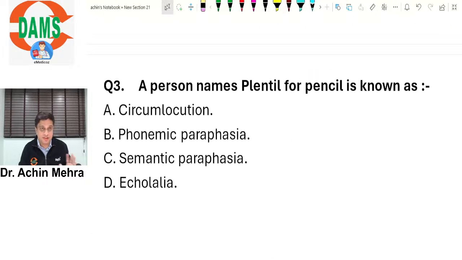Now, easy question, easy answer. We discussed this concept as well. A person names plentil for pencil. I'm showing him a pencil, and he names it as plentil. An incorrect name is given. Paraphasia. What kind of paraphasia is it? Phonemic, a problem in phonation or pronunciation. If it had been semantic, I would show him a pencil and he would name it as pen. Circumlocution: I'll show him a pencil and he'll keep telling me this is an important object, we use it for writing on a piece of paper, beating around the bush. And echolalia, what is this? Don't you know this?